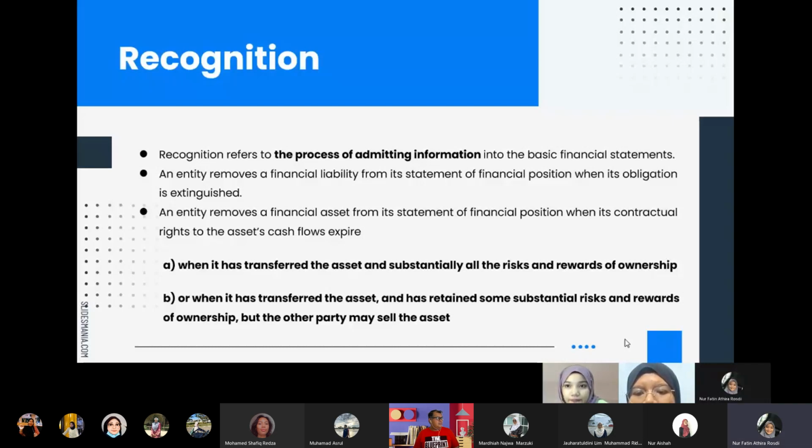Or when it has transferred the asset and substantially all the risks and rewards of ownership, or when it has transferred the asset and has retained some substantial risk and reward of ownership, but the other party may sell the asset. The risk and reward retained are recognized as an asset. Okay, next.